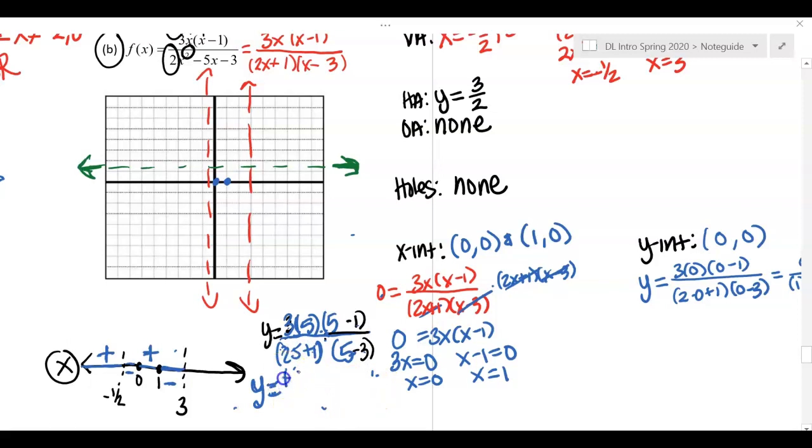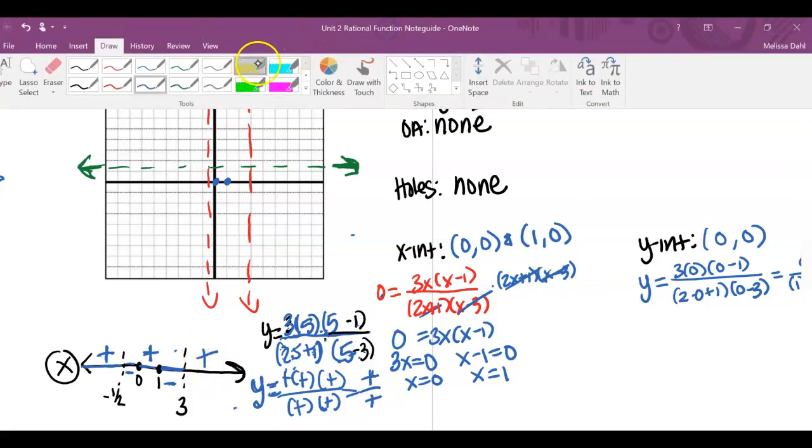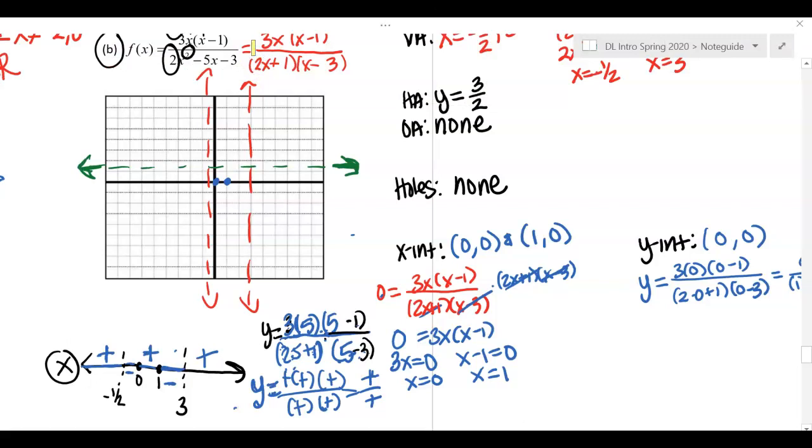So 3 is positive, 5 is positive, 5 minus 1 is positive. 2 times 5 is 10, plus 1 is positive, and 5 minus 3 is positive. So you'll have a positive in the numerator and in the denominator, and the result will be positive. Okay. So let's remember what that means to our graph. I'm going to keep doing this highlighting. If it helps you, please do the highlighting on your scratch paper too, if it helps you decide where to graph things.